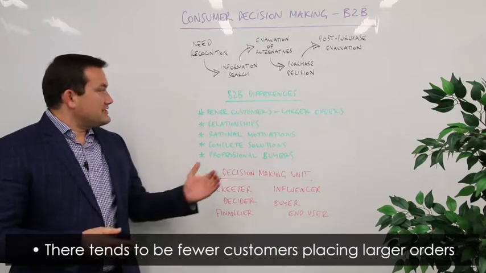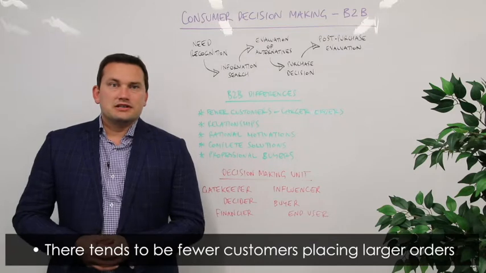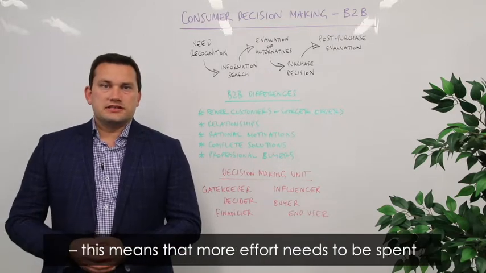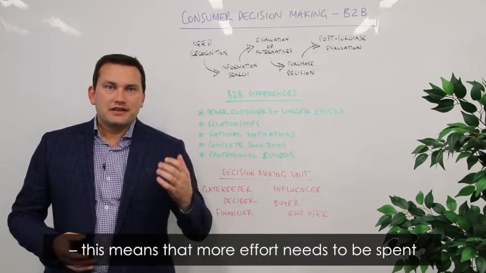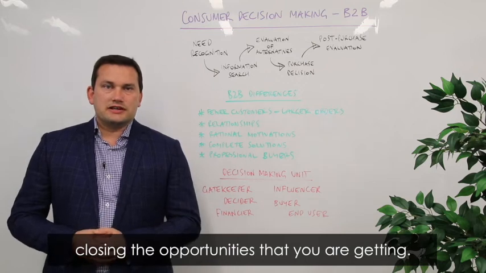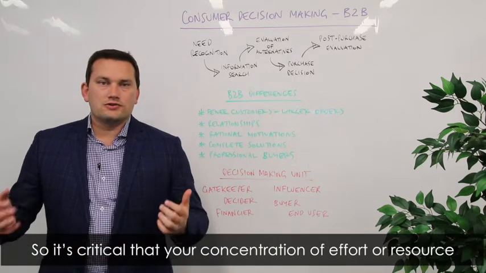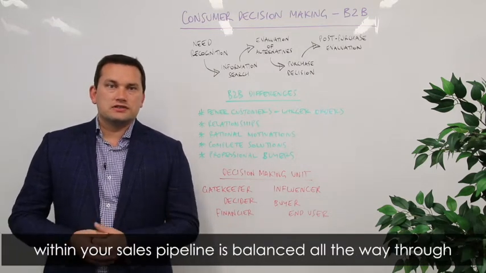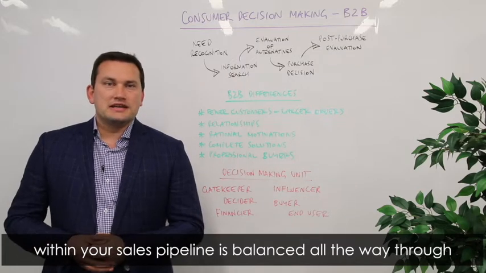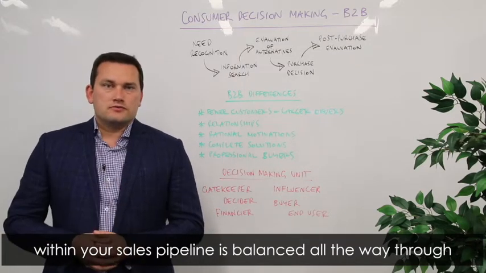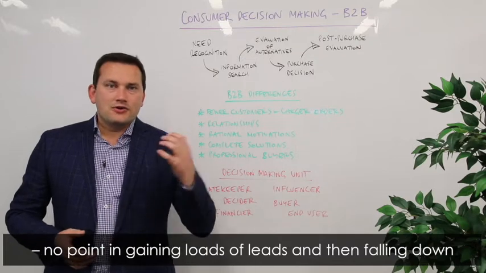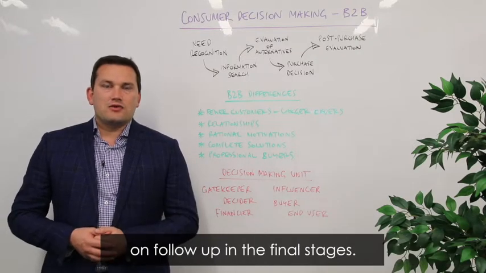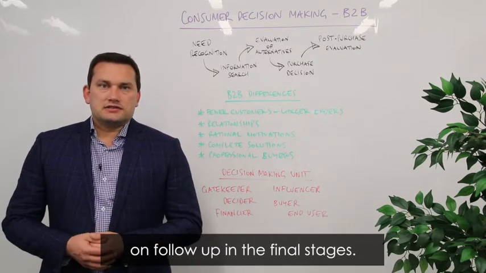So first up, there tends to be fewer customers placing larger orders. This means that more effort needs to be spent closing the opportunities that you're getting. So it's critical that your concentration of effort or resource within your sales pipeline is balanced all the way through. No point in gaining loads of leads and then falling down on follow-up in the final stages.